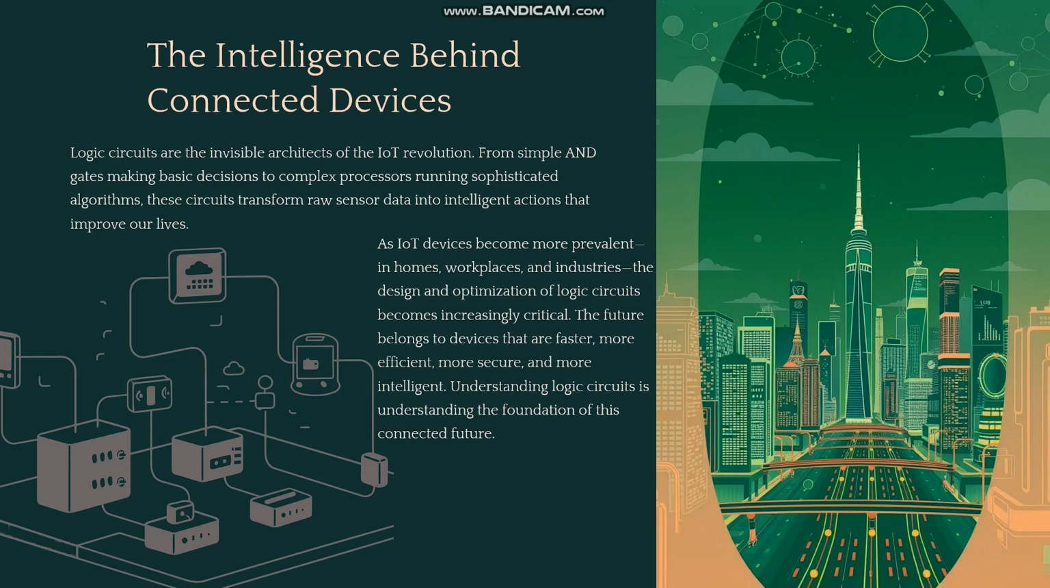Conclusion. Logic circuits are the foundation of our connected world. From simple gadgets to powerful processors, they turn data into intelligent actions. As IoT grows, making these circuits better, faster, more efficient, and more secure is the key to a smart future. Understanding logic circuits means understanding the foundation of the future.